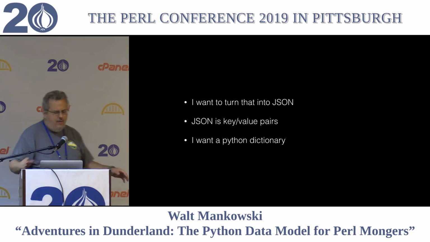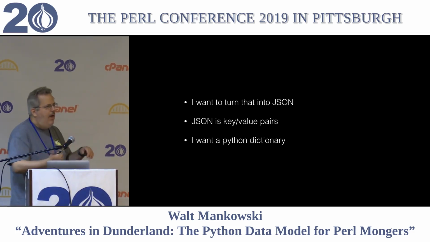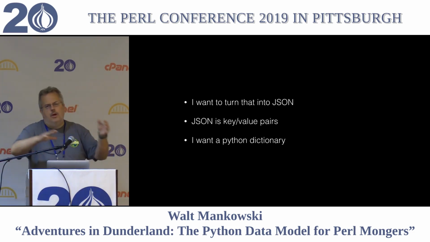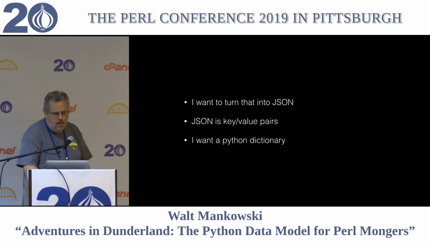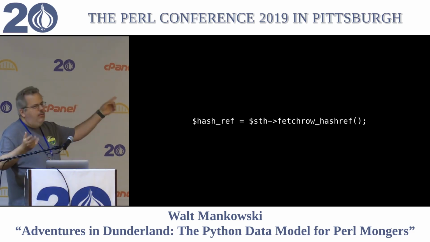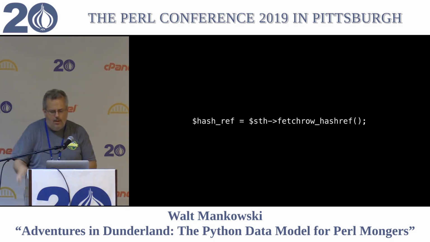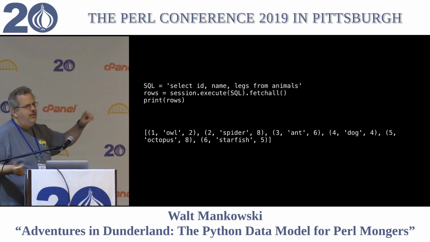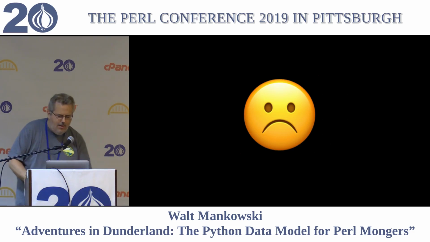But JSON, of course, is all key value pairs. All I had there were values. So I want a dictionary, because dictionaries and JSON are almost the same. Now, if I were writing Perl, in DBI I could do something like fetch row ref, and that's going to give me the keys and the values. But again, all I have here are the values. I don't have the keys that go along with it. So I was really sad. I didn't know how to deal with that.